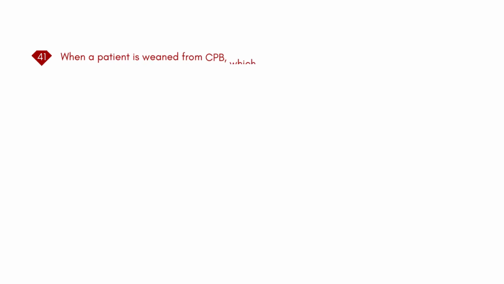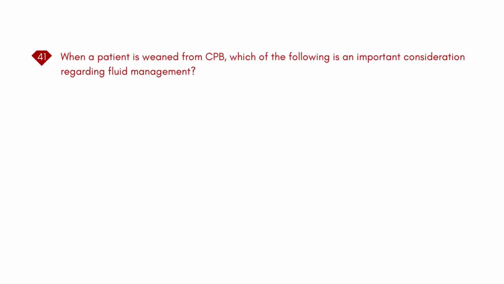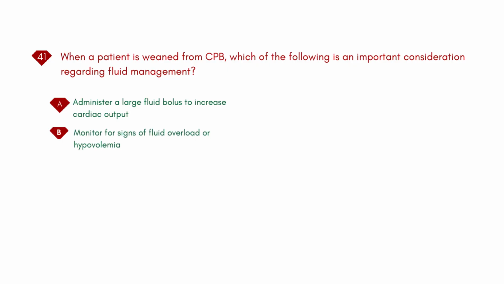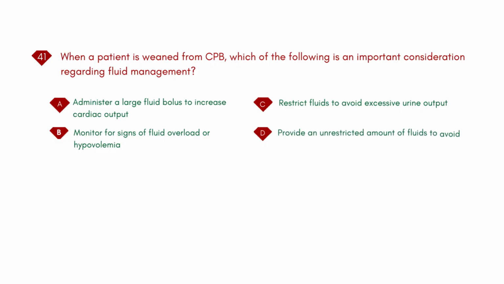When a patient is weaned from CPB, which of the following is an important consideration regarding fluid management? A. Administer a large fluid bolus to increase cardiac output. B. Monitor for signs of fluid overload or hypovolemia. C. Restrict fluids to avoid excessive urine output. D. Provide an unrestricted amount of fluids to avoid dehydration. Answer: B. Monitor for signs of fluid overload or hypovolemia.